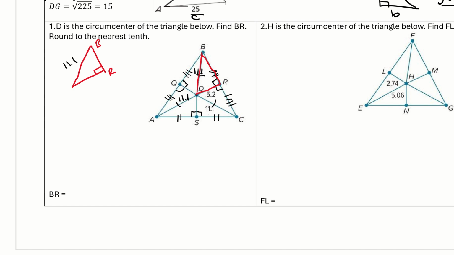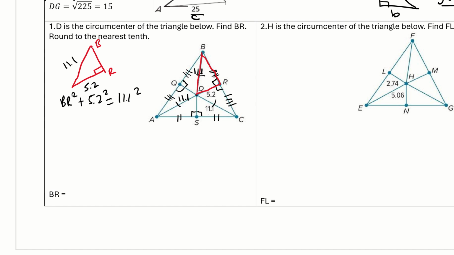So we got 11.1 here, we got 5.2 here, and we got this. So again, using the Pythagorean theorem, we got a squared plus b squared equals c squared, right? So we got BR squared plus 5.2 squared equals 11.1 squared. All right, and that's what we're looking for, BR.